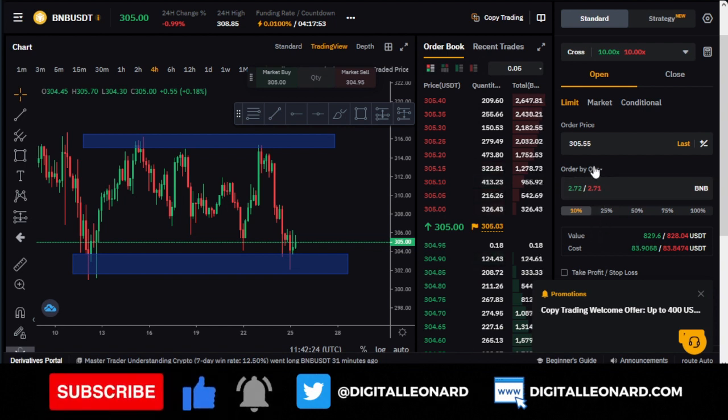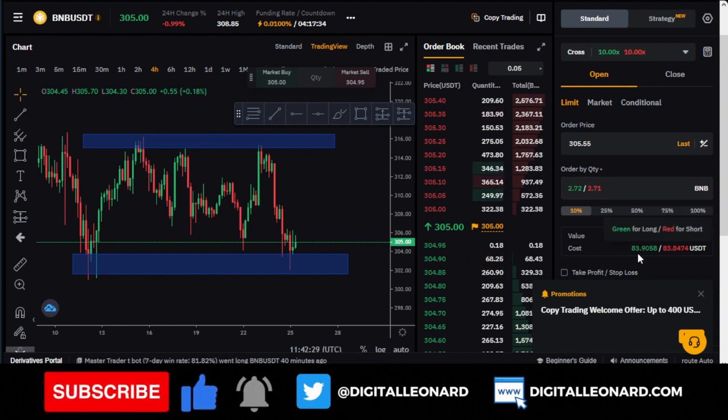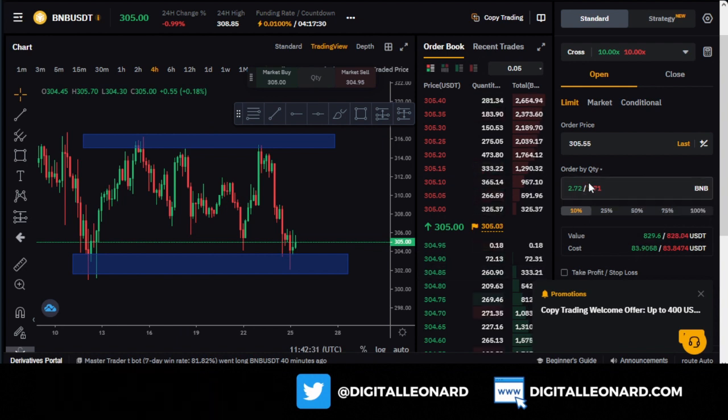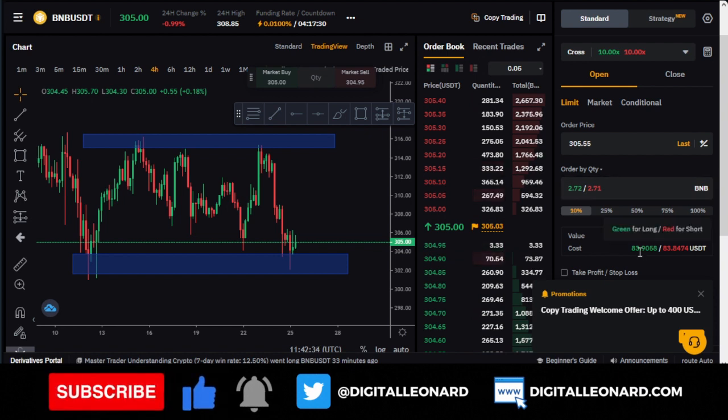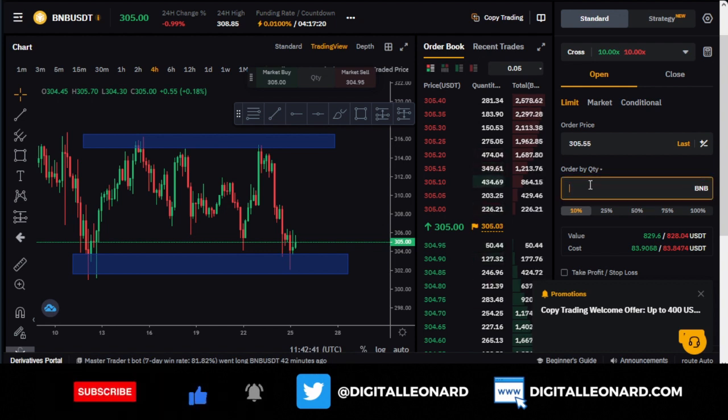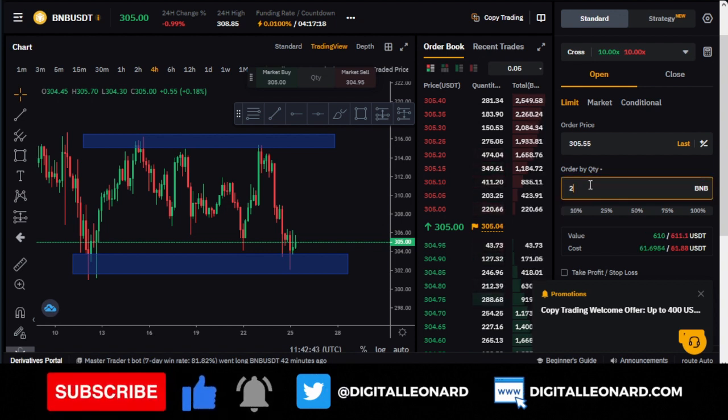Now, you see that the quantity of BNB I want to trade is 2.7, and it's going to cost me $83 to enter that trade. So instead of using 2.7, I don't want to use $80. Let me type 2 BNB. 2 BNB will cost me $61. If I make it 0.8 BNB, it will cost me $24.